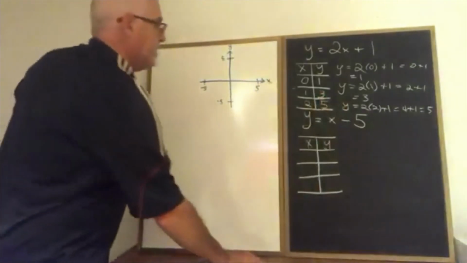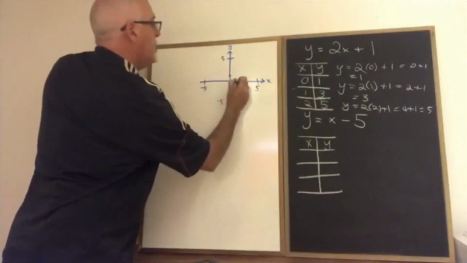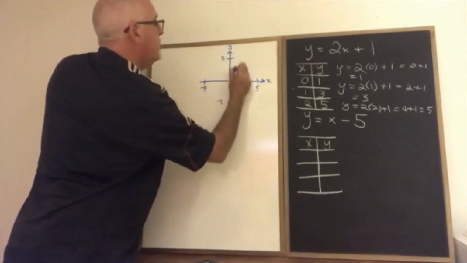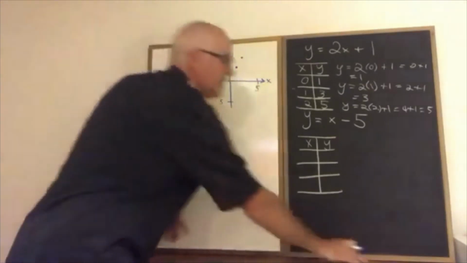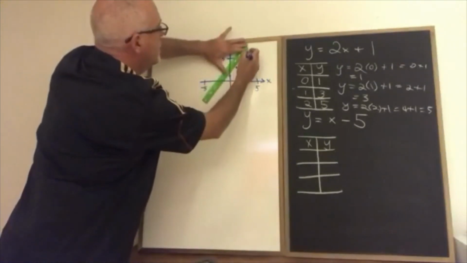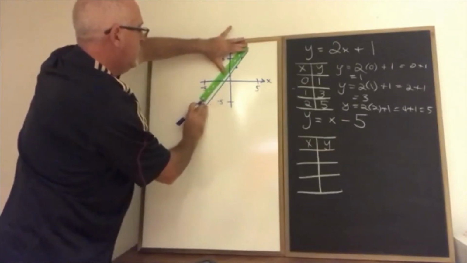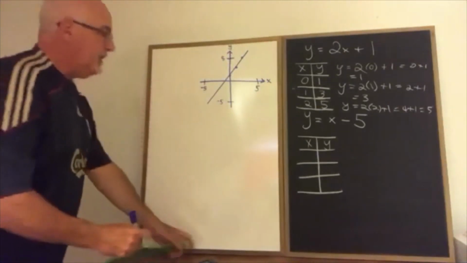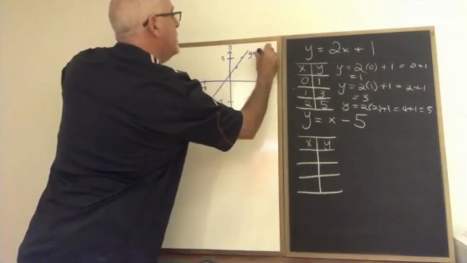And I can graph this. I put dots at 0, 1, 1, 3, and 2, 5. And I draw a line through those dots. I make sure the line goes all the way through my graph to show that I understand that it actually keeps going. It doesn't just stop after it gets past these points. I have successfully graphed this, and I can label it. I can write the equation y equals 2x plus 1.